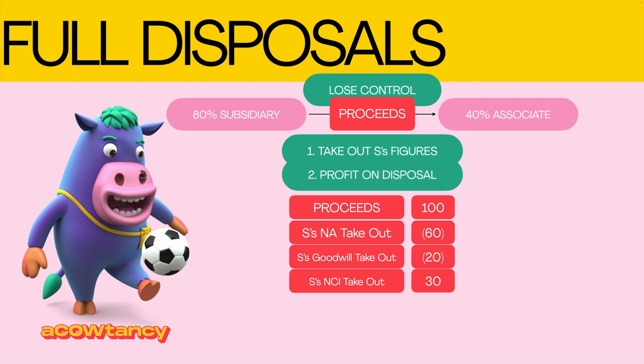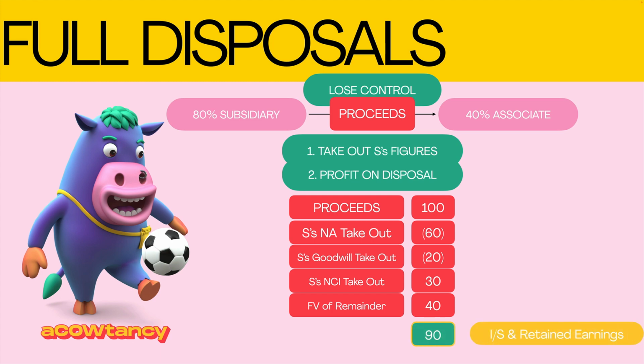And then you might be left with nothing, but here we are left with an associate. So you just put in, what am I left with? The fair value of the remainder. The examiner will tell you that, in this case 40. You say, right, that's the profit that I've made on disposal then, and that goes to the income statement and retained earnings.